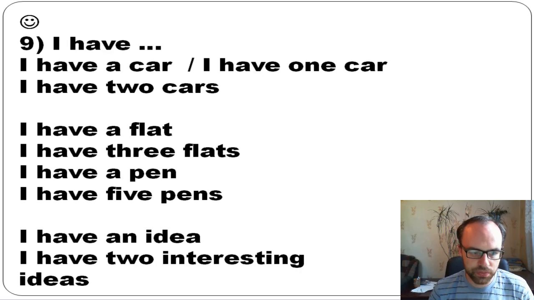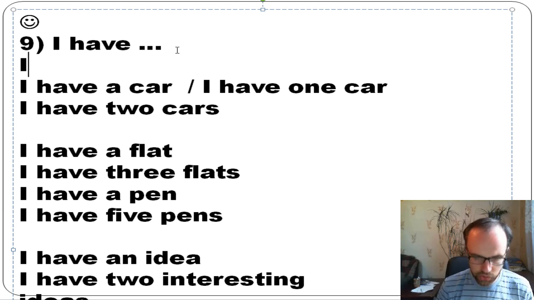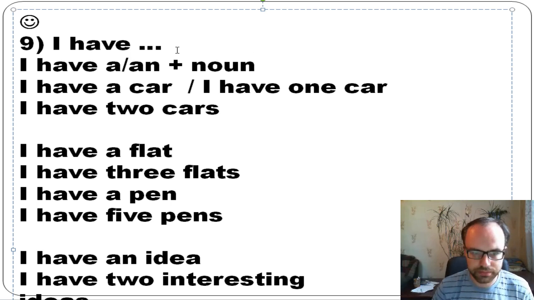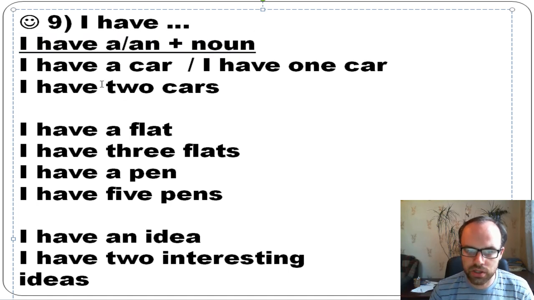Okay, so you see this structure. I have a plus noun. I hope you remember it. Or we can use it with 2, 3, 4, 5, 6, 7, yeah? But if you have 2, 3, 4, 5, 6, 7, you don't need an article here.